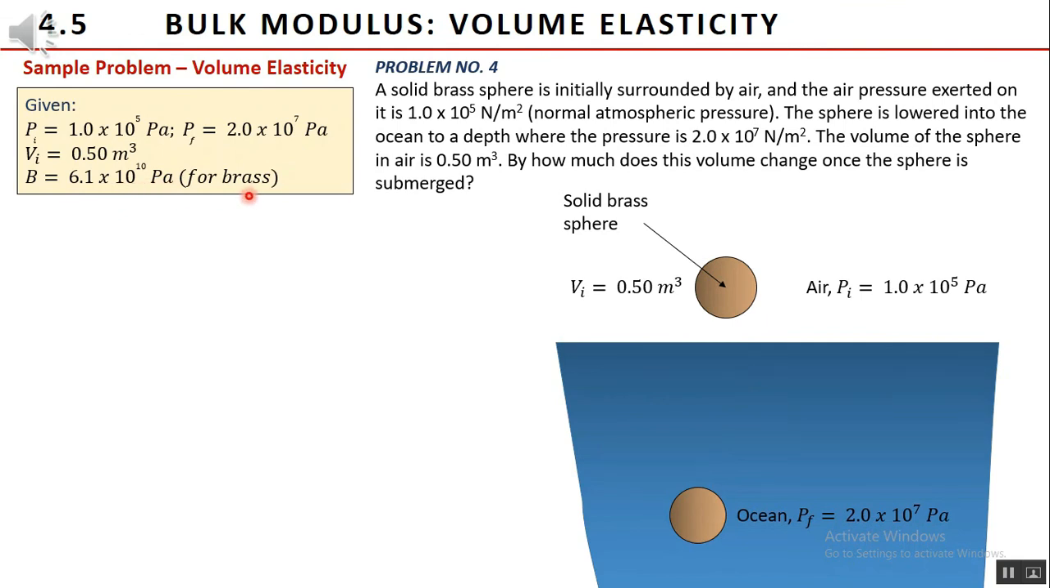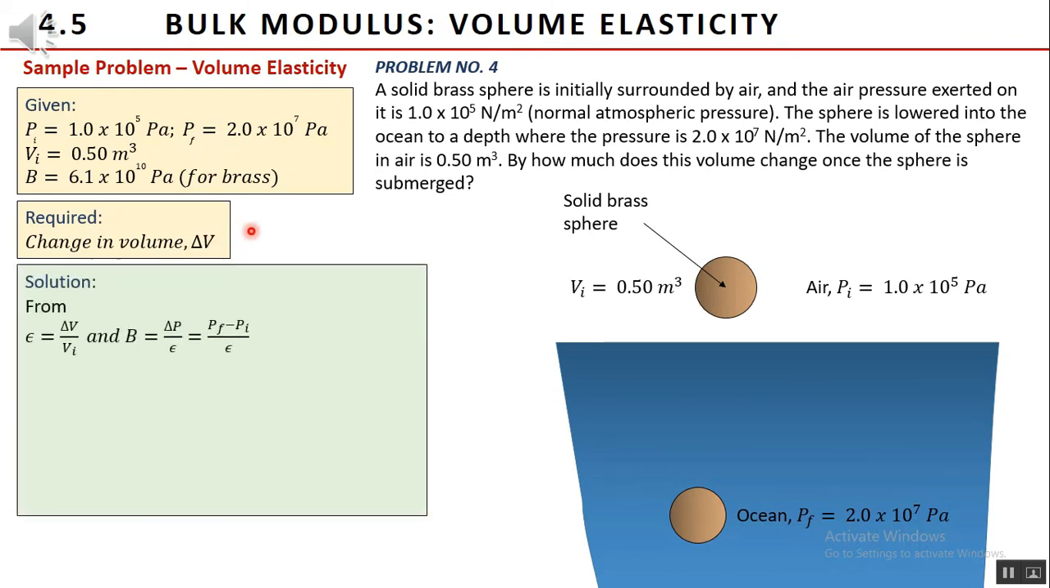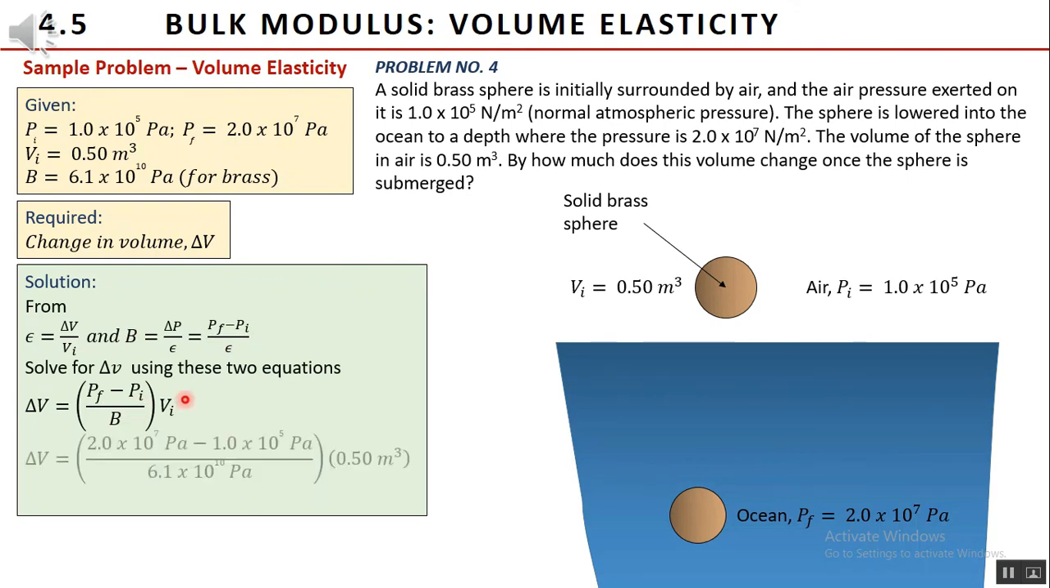This increase in pressure will cause the solid brass to change its size or volume, and this is what we are looking for. Using these equations simultaneously, change in volume is equal to change in pressure, Pf minus Pi, divided by the bulk modulus B, multiplied by the initial volume. Substituting the values, the solid brass is compressed by an amount of 1.63 × 10⁻⁴ cubic meters. This is so small, that is why solids are considered nearly incompressible.